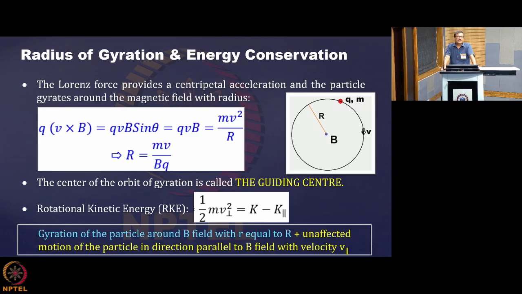Now, as I told you, F is equal to Q V cross B, and the particle is rotating. You have already done this in your higher secondary course: you can equate it with the centripetal force mv square by r, and you can get the radius of gyration r equal to mv by qB.